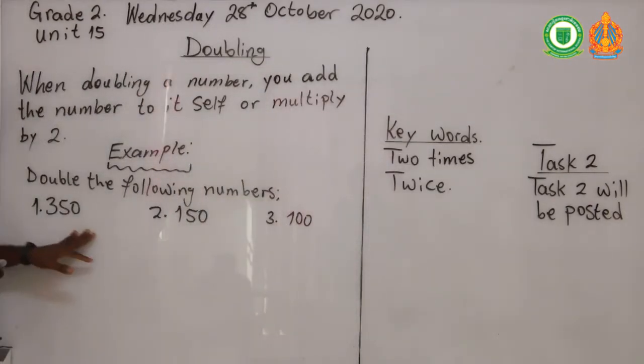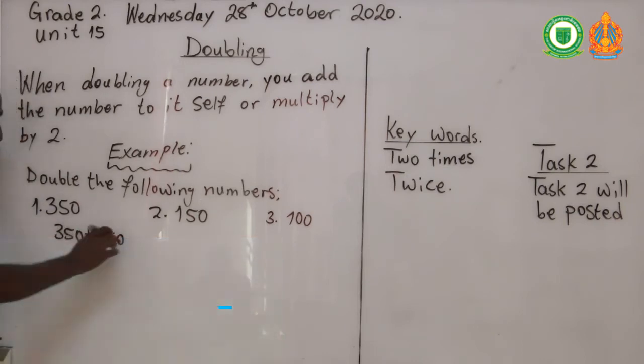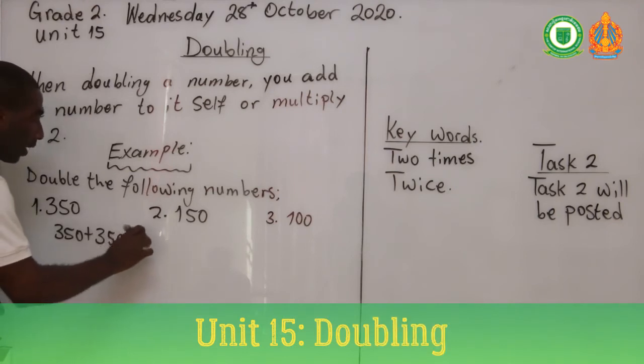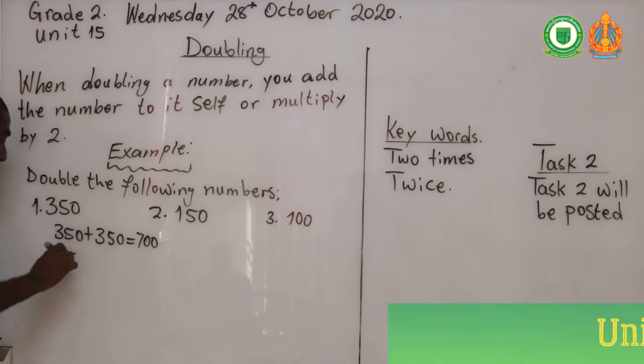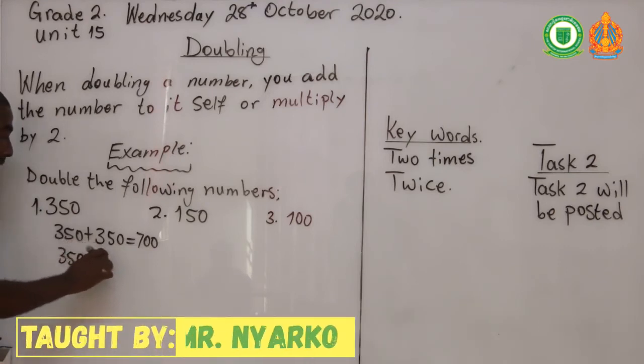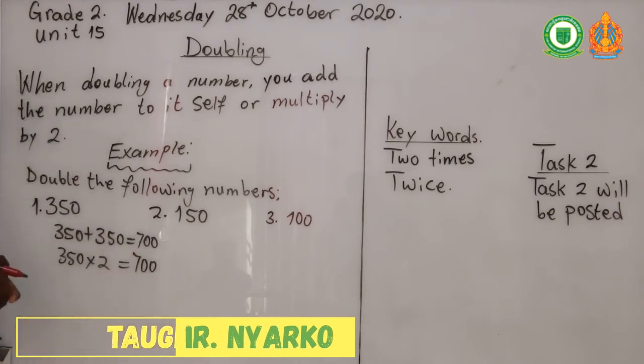Our first example, we have 350. We're going to double it. So our first method can be 350 plus 350. Okay, so that will be equal to 700. You can also say 350 multiplied by 2, and that will also give you 700.